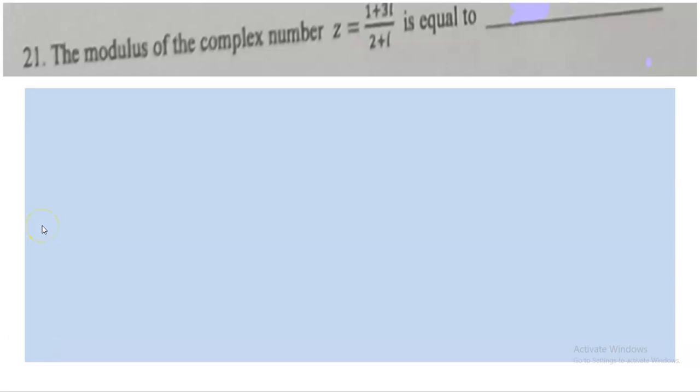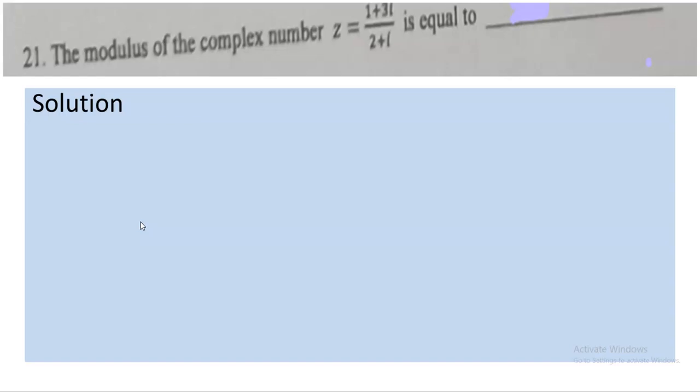Okay, students, let's proceed. You are asked here to find the modulus of the complex number z equals (1 plus 3i) over (2 plus i). So how can we find the modulus of this complex number? Just recall the property of how you can find the modulus of a complex number given in ratio form. So what you need to do is the following. Okay, so the solution goes like this.